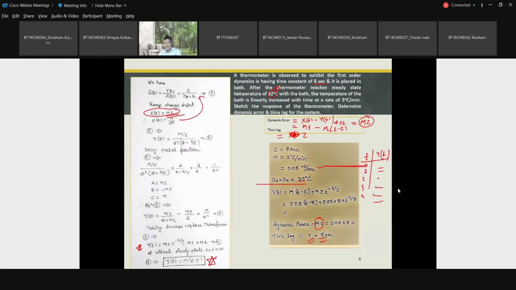Any question regarding this? Sir, I didn't understand the part about the ultimate steady state. I got the concept, but how did that expression arrive for yt at ultimate steady state? That equation 4? Yes, sir, from equation 4 to the next equation. See here.